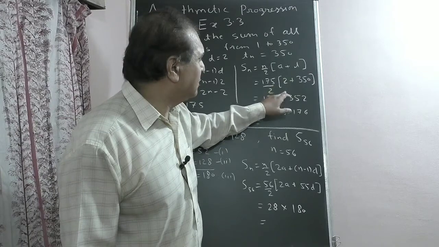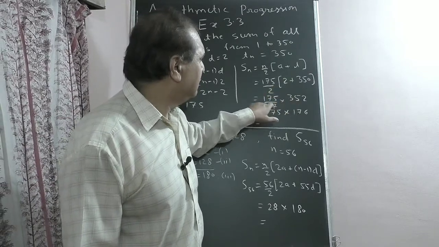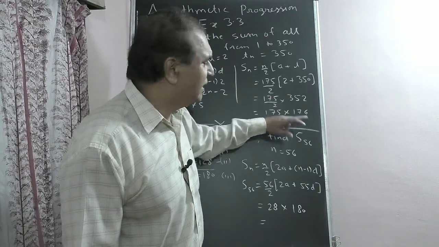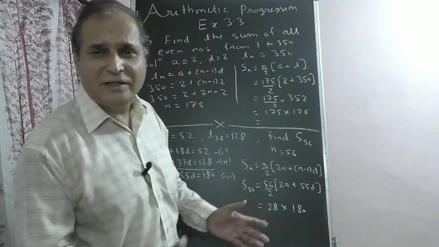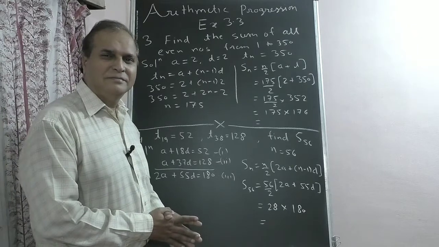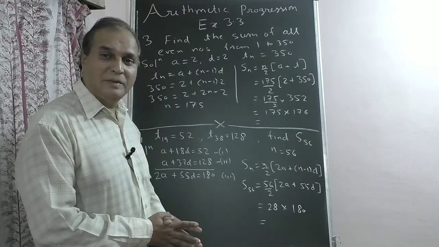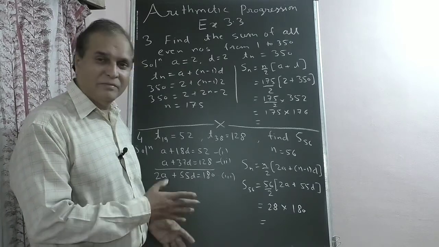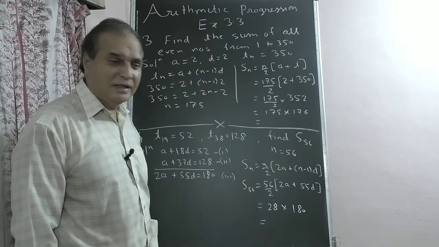So 350 plus 2, 352. If you cut by 2, 176; 175 is odd. So 175 into 176. You calculate the answer. I have explained everything. Okay? That is your work now.